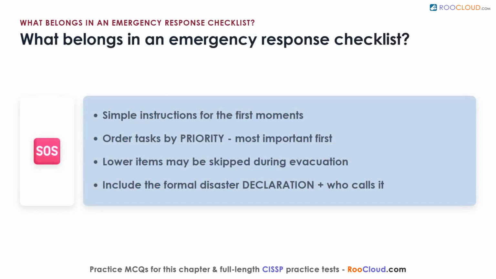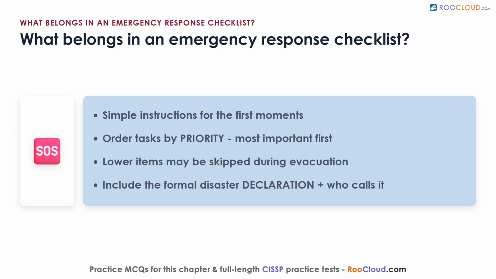What belongs in an emergency response checklist? Simple, clear instructions for the very first moments of a disaster. These vary widely, since a sudden fire allows far less time than a hurricane still a day or two out. The design rule is unbreakable. Order the tasks by priority, most important first. Because responders in a crisis often will not finish the list before they have to evacuate. Anything low on the list is likely to be skipped.